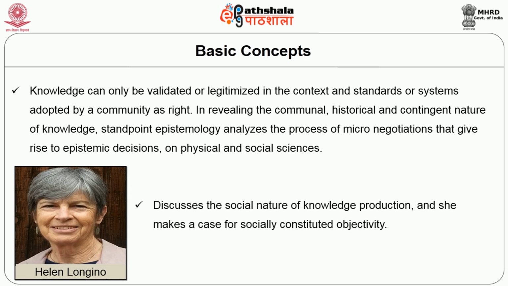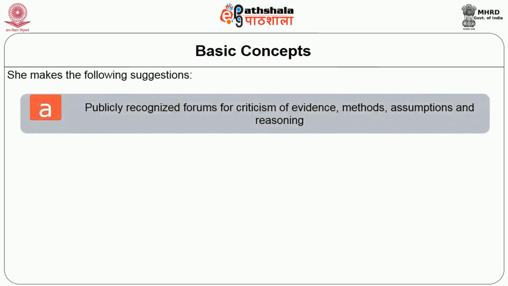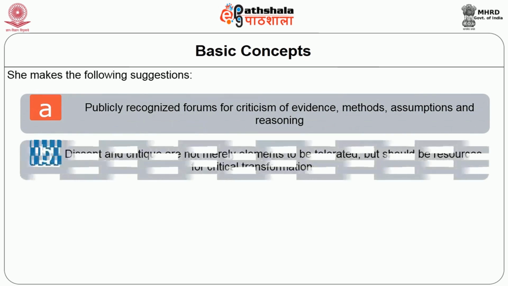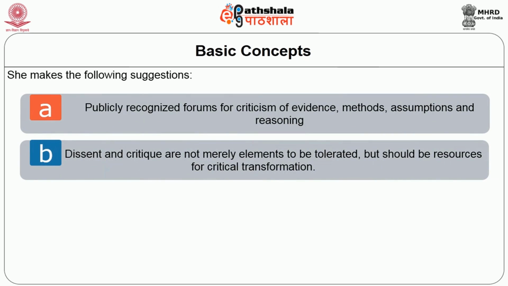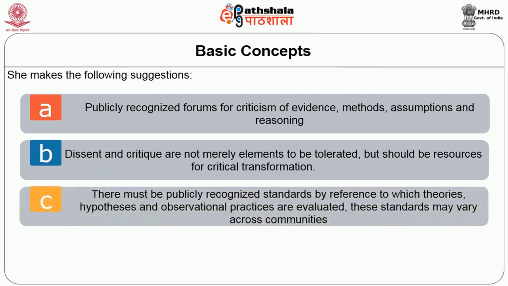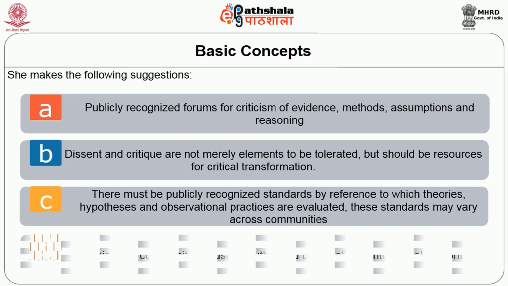Helen Longino also discusses the social nature of knowledge production, and she makes a case for socially constituted objectivity. How can this be achieved? Longino makes the following suggestions. Publicly recognized forums for criticisms of evidence, methods, assumptions, and reasoning. Dissent and critique are not merely elements to be tolerated but should be resources for critical transformation. There must be publicly recognized standards by reference to which theories, hypotheses, and observational practices are evaluated. These standards may vary across communities.